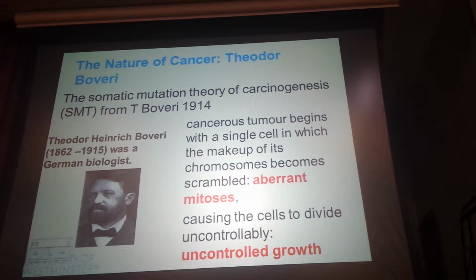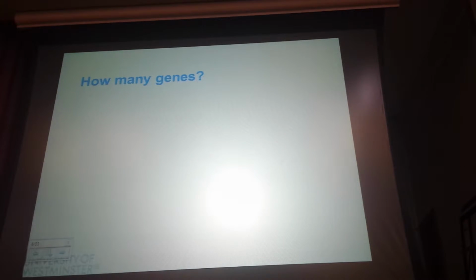He described this single cell as having a makeup of chromosomes which was completely scrambled, and it was due to aberrant mitosis. And he also showed that the cause of cancer was that the cells divided uncontrollably, so there was uncontrolled growth. So I actually have a little quiz for you.